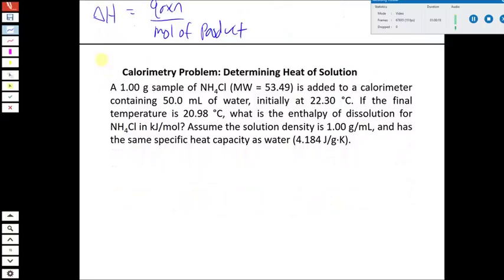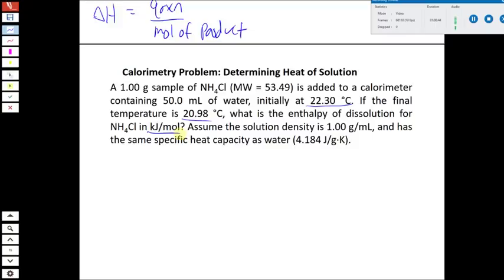Okay, so let's say we have a 1 gram sample of ammonium chloride. We add it to a calorimeter with 50 milliliters of water, and the initial temperature is 22.3 Celsius. If the final temperature is 20.98 degrees Celsius, what is the enthalpy of dissolution for ammonium chloride in kilojoules per mole? So here we're just dissolving a compound in water and trying to figure out what is the enthalpy change associated with dissolving that compound in water.